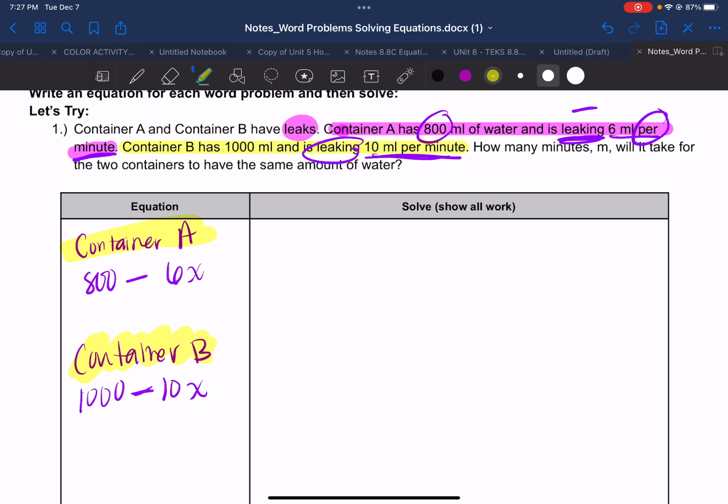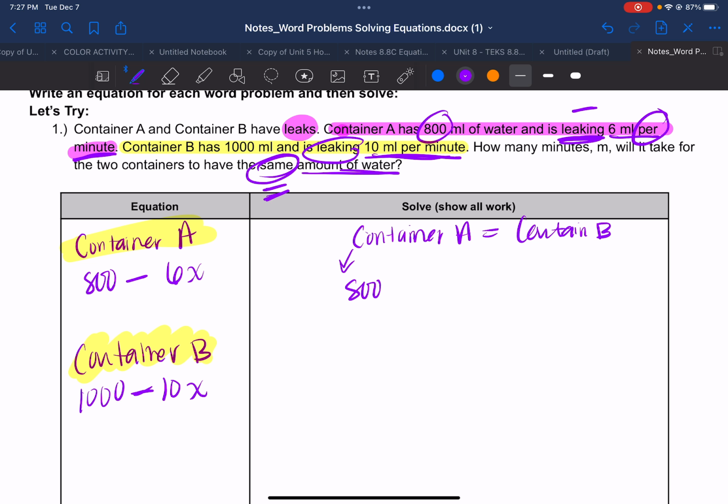All right. Now the question says, how long will it take for the two containers to have the same amount of water? What does same mean? Same means equal. So we need to set them equal to each other. So we have container A equal to container B. All right. Container A's equation is 800 minus 6x equal to 1,000 minus 10x. All right, and then we just need to solve for it.